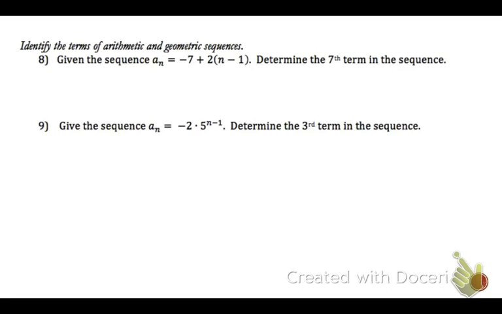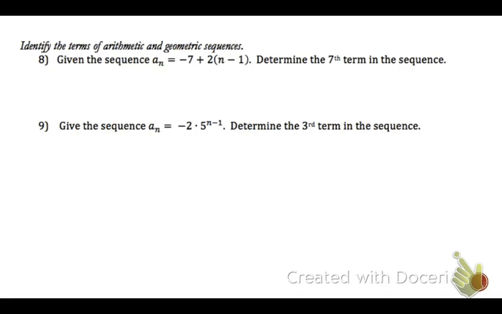Now let's look at the next concept. We want to identify the terms of an arithmetic and geometric sequence. So given the sequence a sub n equals -7 plus 2 times n minus 1, determine the seventh term in the sequence. This is an arithmetic sequence because we have a difference that we're adding. It's the 2 each time.